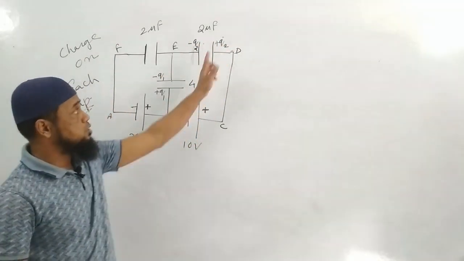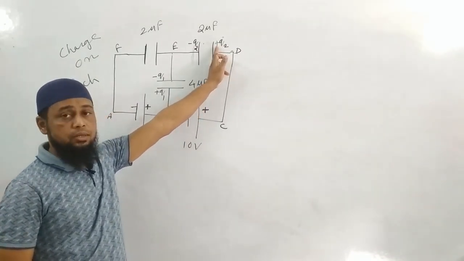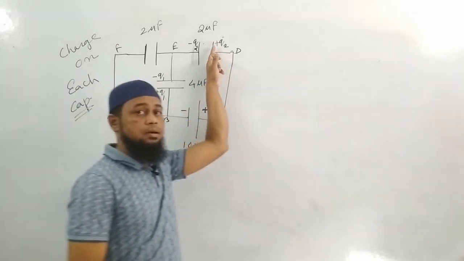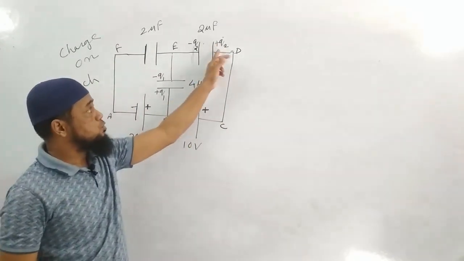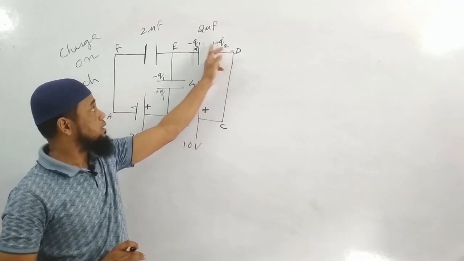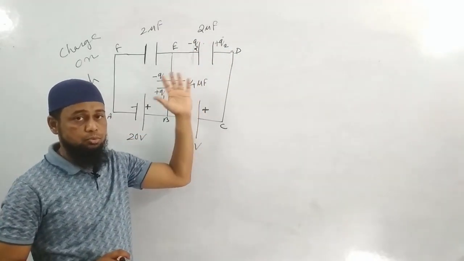I'm just assuming it to be plus. I don't know whether it is exactly positive or not, because the value of Q2 is not known to me. If value of Q2 turns out to be negative, this particular plate will become negative, and this particular plate will become positive. That will get adjusted automatically. You don't have to worry about that.